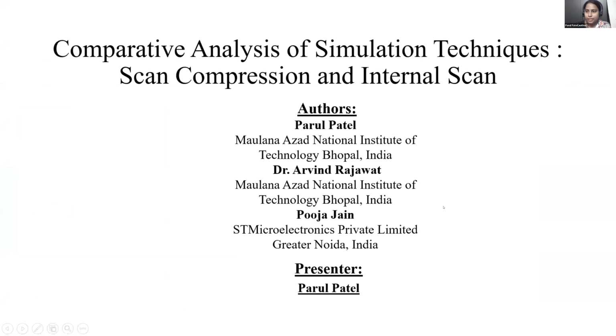Hello, I'm Parul from India, and I will be presenting. My topic is comparative analysis of simulation techniques. It has many techniques, but I'll compare two techniques, that is scan compression and internal scan.